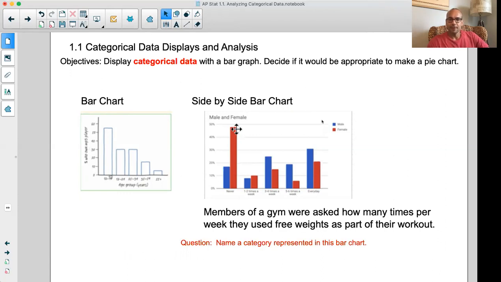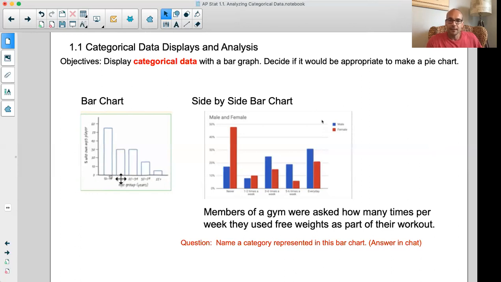I'm wondering, when we look at this, what categories we think we might have. So again, if we're live here, I'd like you to think about it and answer in the chat, and think about one of the categories that is represented in this side-by-side chart. Over here, the categories we had were age group, and I wonder what people think over here. I would imagine a very common answer is that a category would be whether they never use free weights, whether they do it 1 to 2 times, whether they use it 3 to 4 times. That would be someone who's just reading along the horizontal line.